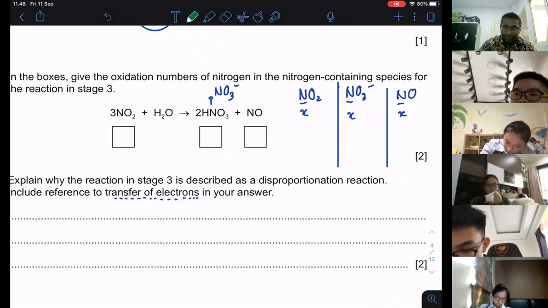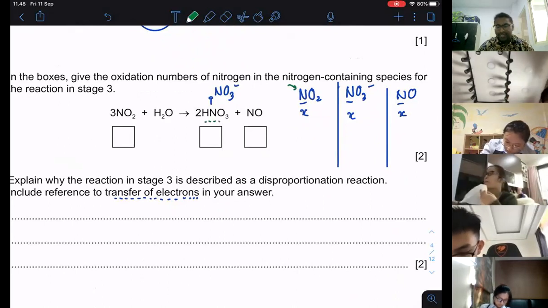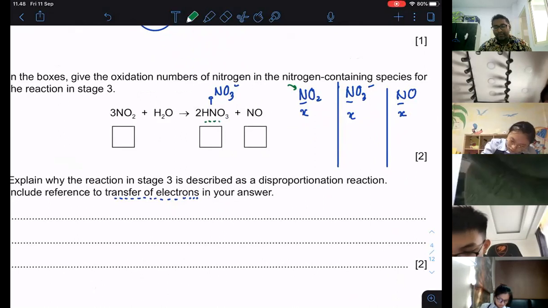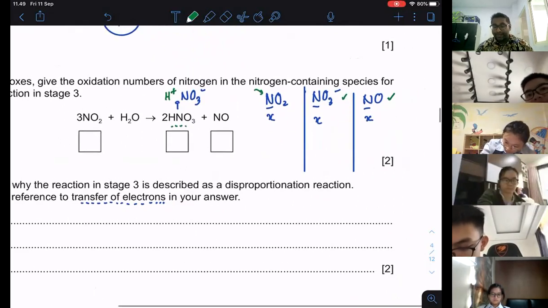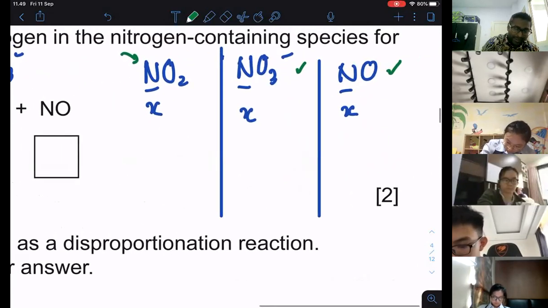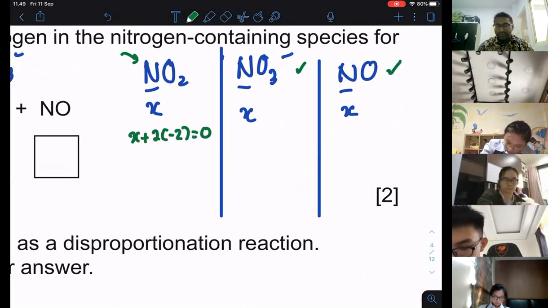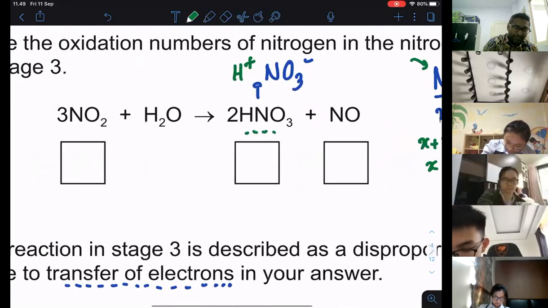I think whenever you have a neutral molecule, we can calculate easily. But whenever it is going to be something like HNO3, I will strongly advise you to change it into ions, H plus and NO3 minus. So you just take the NO3 minus and keep it. So we will calculate now. If nitrogen is X, I just put X plus 2 times negative 2. By now you should know oxygen is always negative 2. So X equals positive 4. So here the answer will be positive 4.